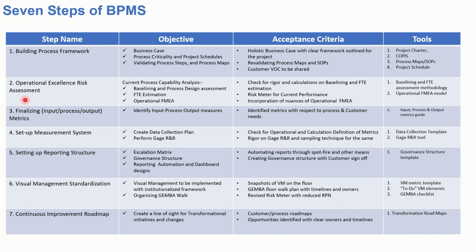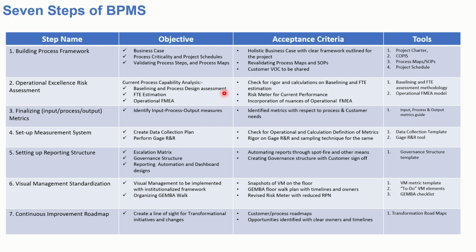The tools that can be used in this particular process step are Project Charter, COPIS, Process Maps, and Project Schedule. The second step is to identify if there are any operational risks which are present or not. The objective of this step is to baseline and process design assessment, full-time employee estimation, and the third thing is creation of operational FMEA.